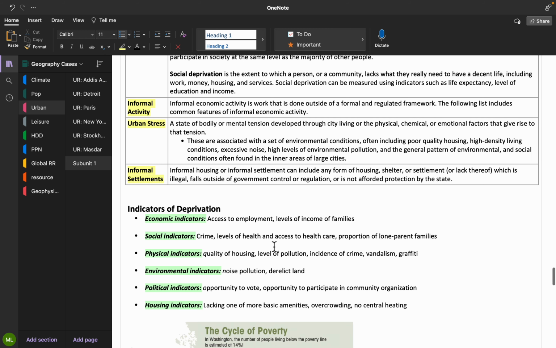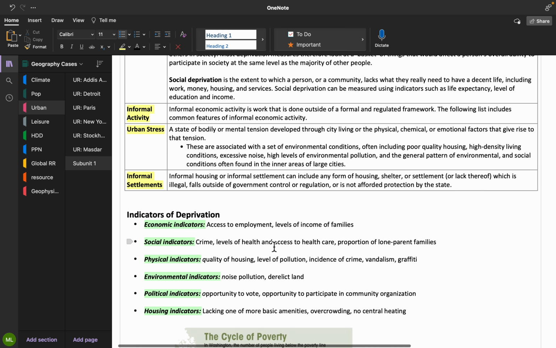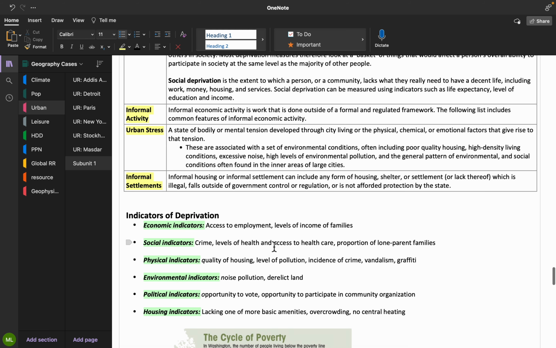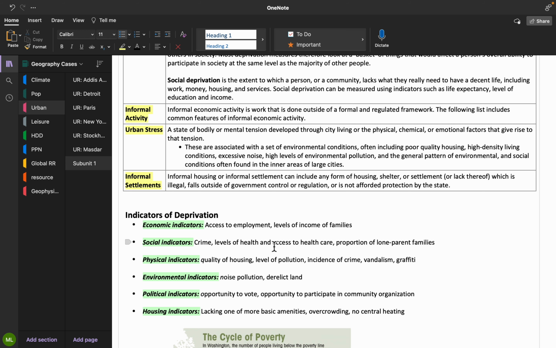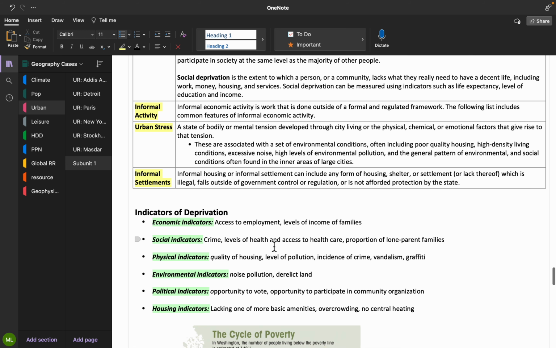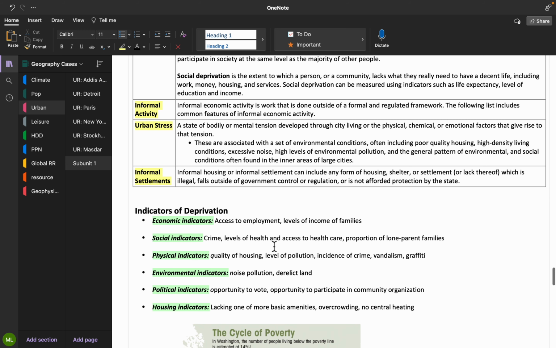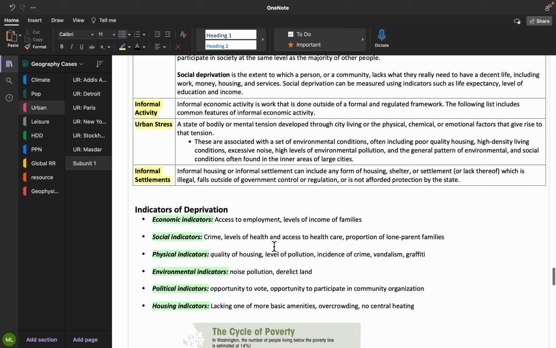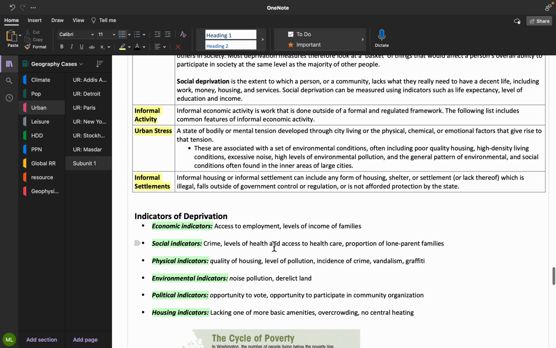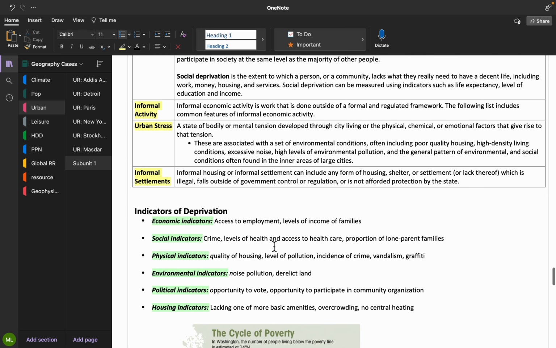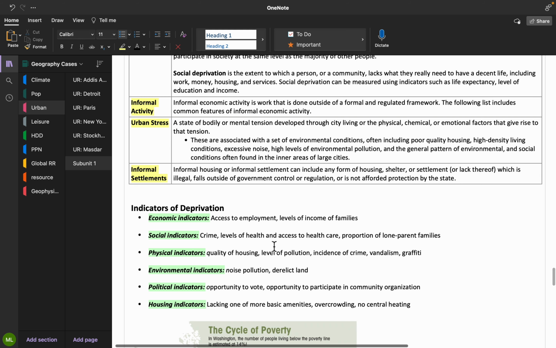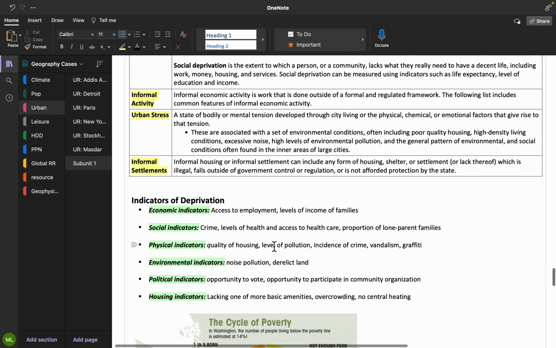Another one I have is urban stress. This is a state of bodily or mental tension developed through city living or the physical, chemical, or emotional factors that give rise to that tension. So this really relates to how you feel about living in a place. Urban stress can be due to noise, like all those cars beeping all the time. You could feel really stressed from that, and that is categorized as urban stress.